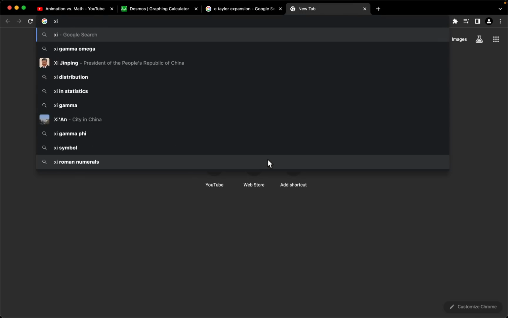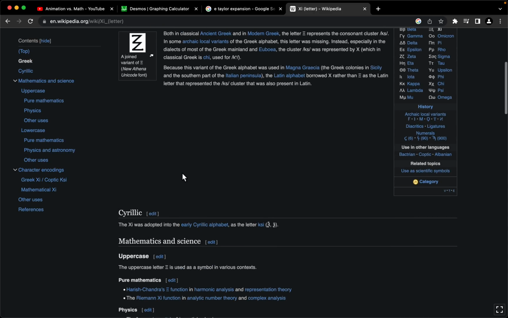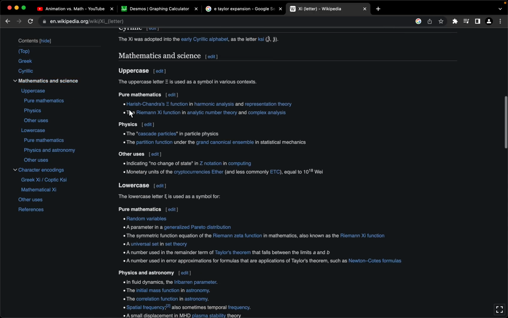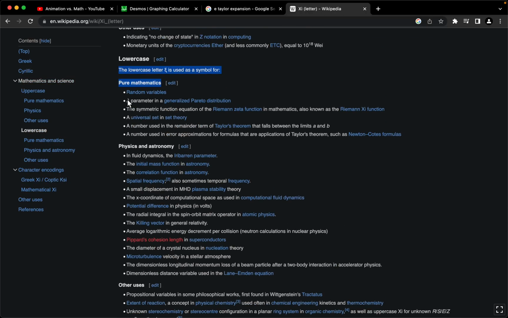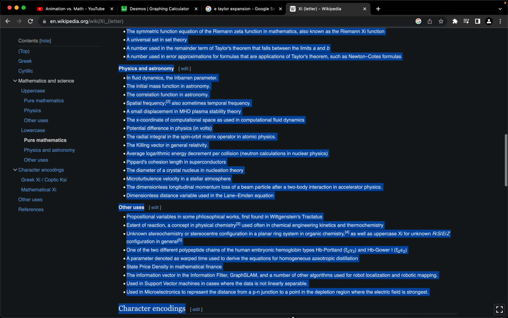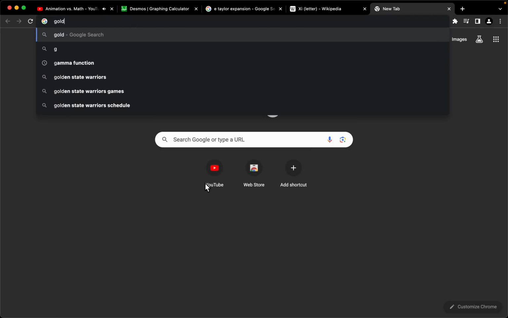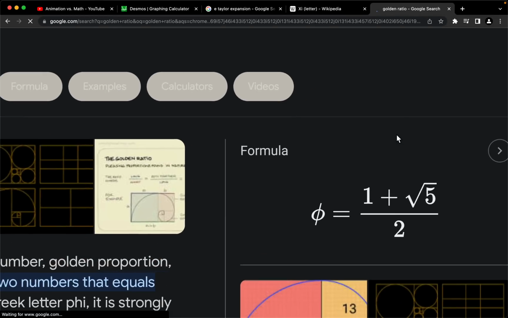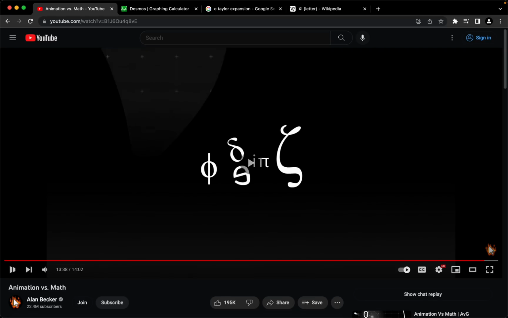Not Xi Jinping, or more like the letter. That's what we want. From Wikipedia. So, in math, what does that mean? We want the lowercase. So, yeah, these are all the different ways you can find G or Z. That's phi, that's the golden ratio. That's another important constant. Shows up everywhere. It's also like flux in physics, maybe.